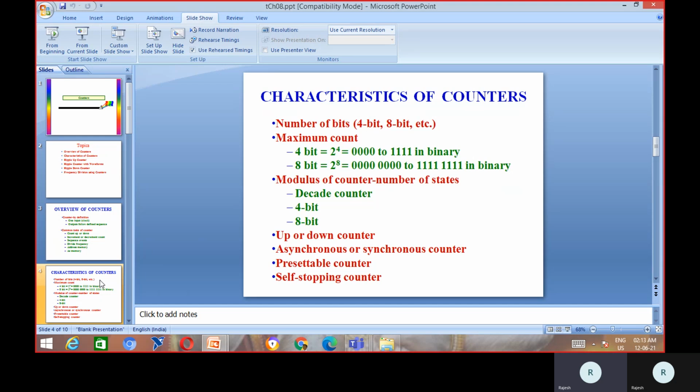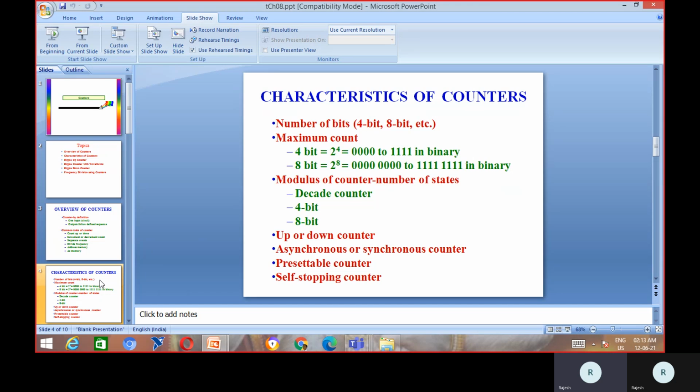So here, coming to counters, first you have to decide the number of bits. This number of bits will decide the number of flip-flops to be used, and will also decide the count value. So if you select the number of bits as 4, it will count from 0000 to all ones in binary form. If you take the count bits as 8, it will count up to 2 power of 8. So modulus of counter is the number of states.